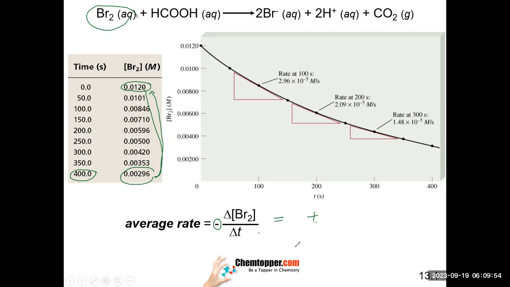So you can calculate the average rate. Now this time I'm asking you, what's the average rate of starting from 0 to 400? So you will take this as final, this as initial, divided by 400. But in the question, they can ask anything. They will say, calculate the average between these two values.